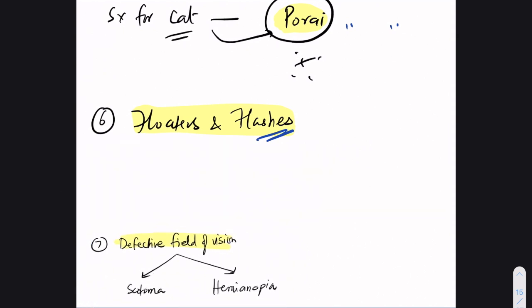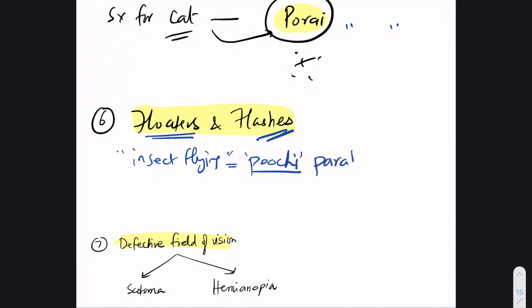So let's take floaters. When I mean floaters, let's say the patient means that some insects are flying. Poochi means insect, P-O-O-C-H-I. Poochi parakara madri. Parakara means to fly, like flying. Poochi parakara madri means: do you see something like insects flying before your eyes? So, poochi parakara madri irka. That's a question to ask.